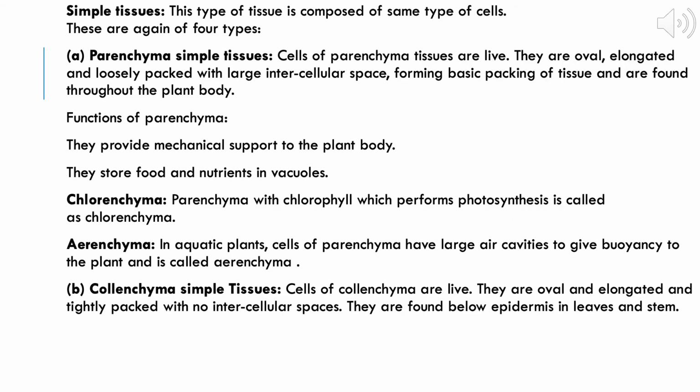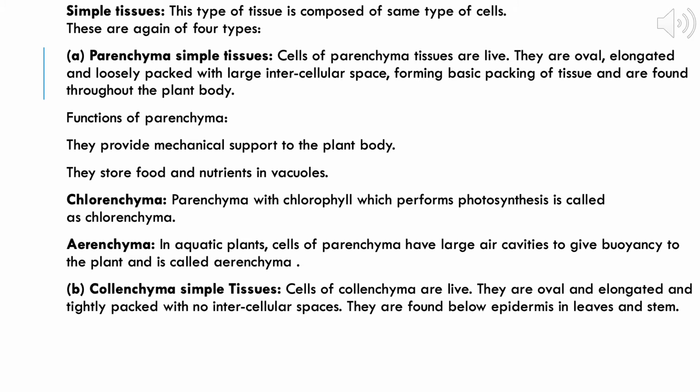Now first of all, I am starting with the first simple tissue, that is parenchyma. These parenchyma are living cells. They are thin walled and have intercellular space. They are present in the soft parts of the plant, and the main function is to store food and to give temporary support. This parenchyma is of two types.